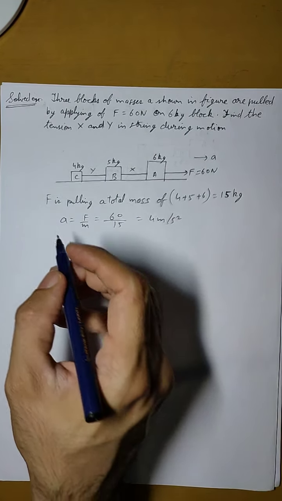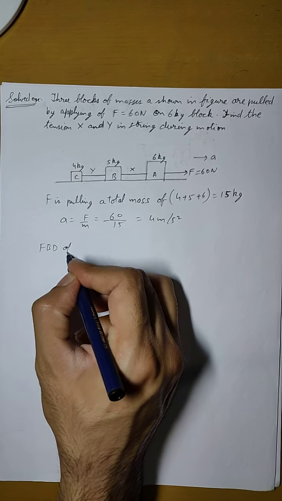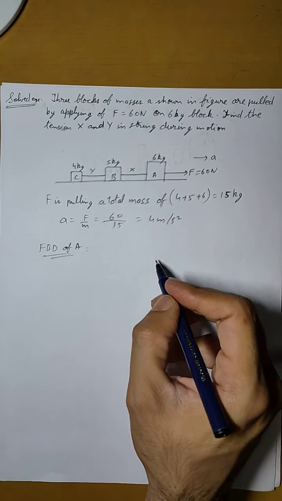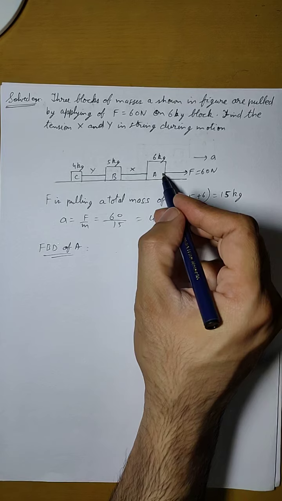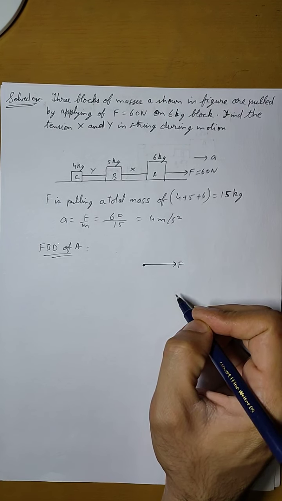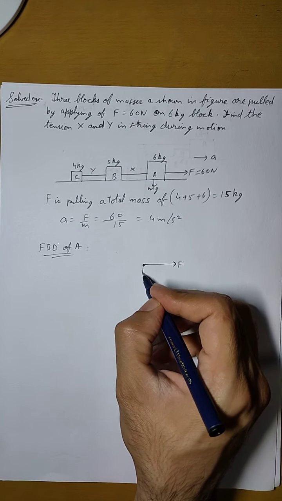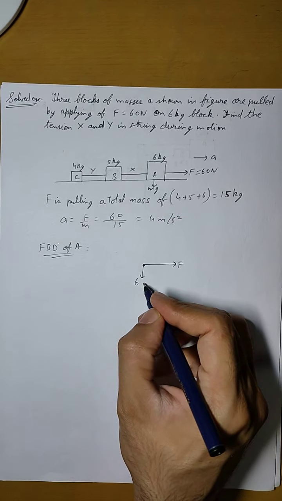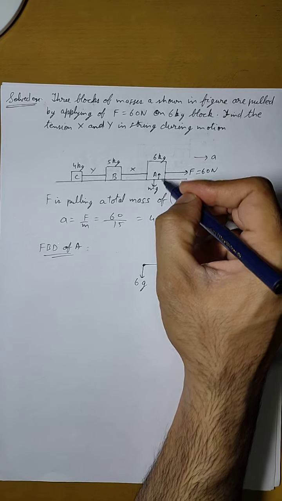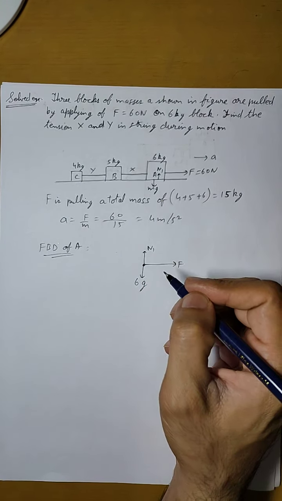Now having calculated that, let us make the free body diagram. First we'll make the free body diagram of A, this block. It is pulled in this direction with a force F, there will be mg in the downward direction. Since it is 6 kg, in the downward direction it is 6g. Because of this, there will be a normal reaction in the upward direction. Let us say it is N1.